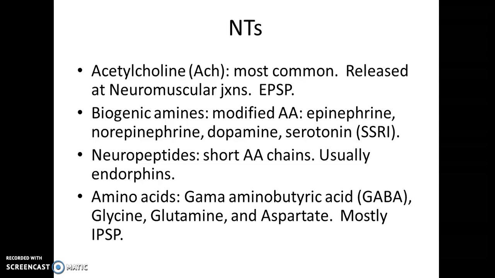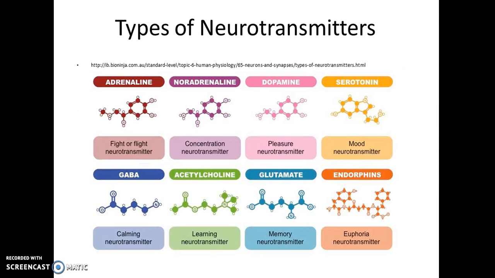You are happier. Neuropeptides are short amino acid chains. Endorphins are an example of this. Those are IPSPs. They inhibit the firing of certain neurons which are associated with pain and exercise. You can actually be addicted to the endorphins that you produce. They're morphine-like based compounds. Amino acids like GABA, glycine, glutamine, and aspartate, they're usually IPSPs. They inhibit. And those are types of neurotransmitters and their structures. Notice how similar they are.